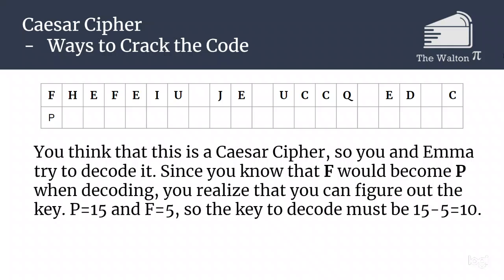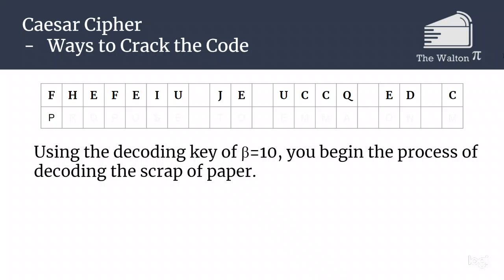Well, if you know that F becomes a P, you can start with the value of F and then the value of P. So F is 5 and P is 15. So the key to decode it is going to be 15 minus 5, so the way to be able to go backwards. We know that we added 10 everywhere, so we are going to have to either subtract, decode this piece of paper.